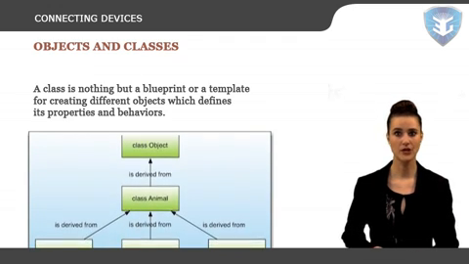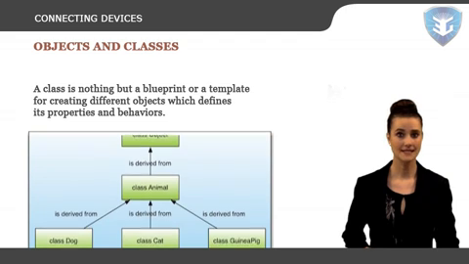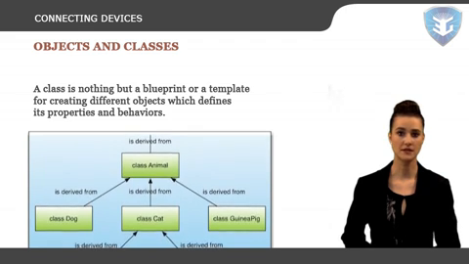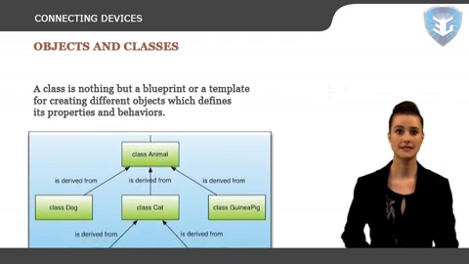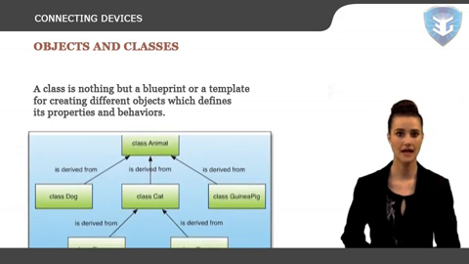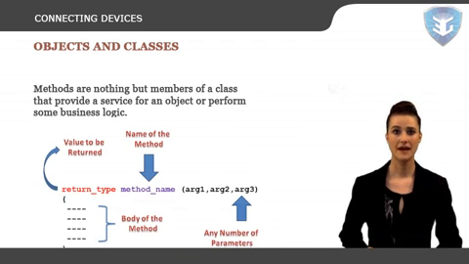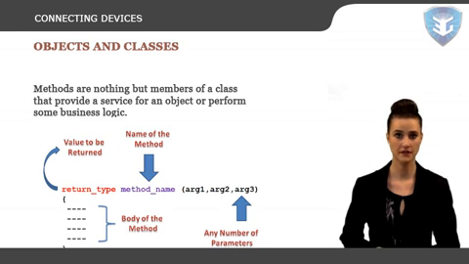Now we will discuss objects and classes. A class is nothing but a blueprint or a template for creating different objects, which defines its properties and behaviors. Java class objects exhibit the properties and behaviors defined by its class. A class can contain fields and methods to describe the behavior of an object. Methods are nothing but members of a class that provide a service for an object or perform some business logic. Java fields and member function names are case sensitive. Current states of a class's corresponding object are stored in the object's instance variables. Methods define the operations that can be performed in Java programming.